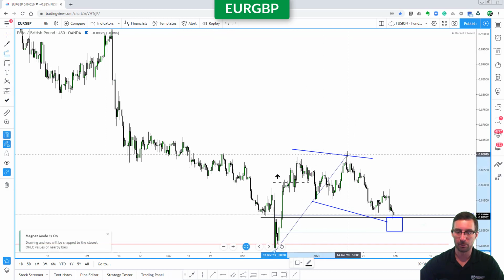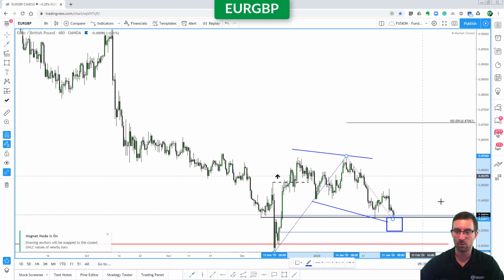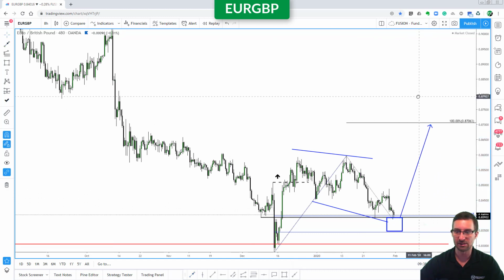The first target will probably be, let's say, a little ABC, and then targeting this 100% fib extension. As I don't really have any clear targets, I'll just use this fib. That comes in around about 0.87. So yeah, early next week we'll be looking for some reversals in this area.